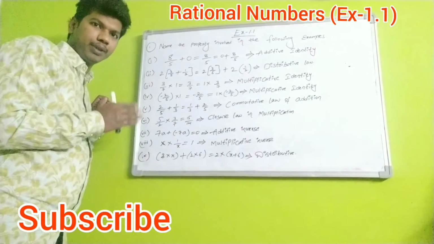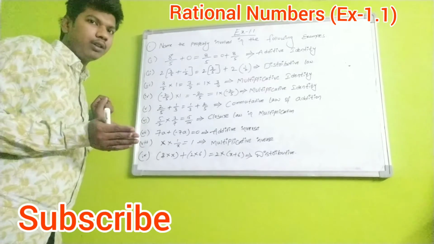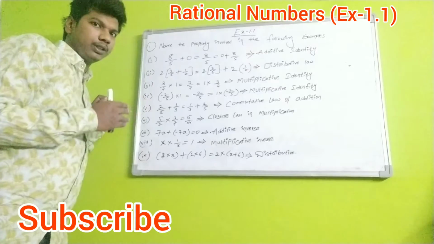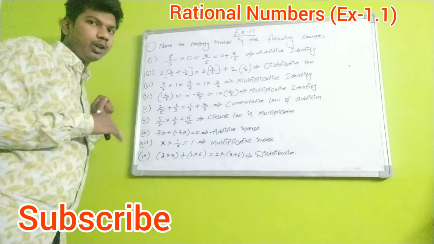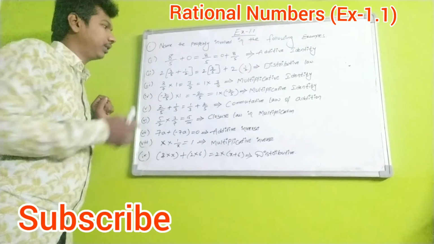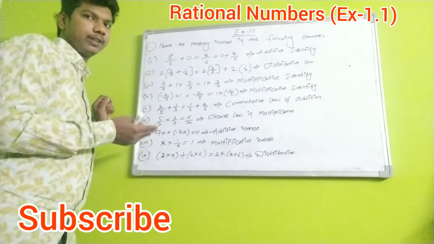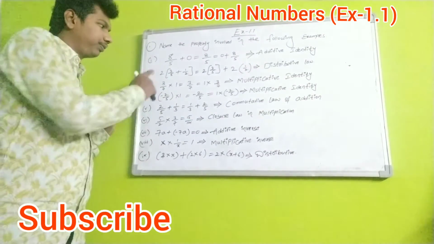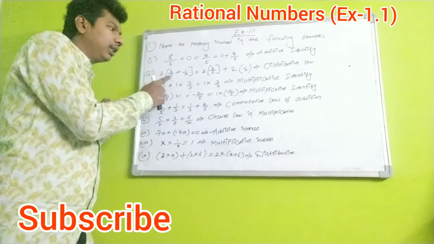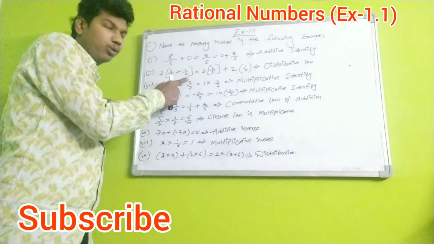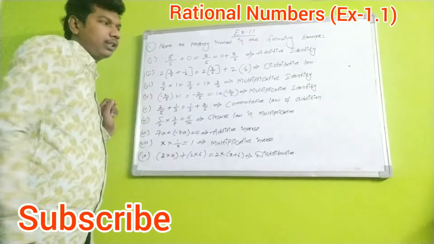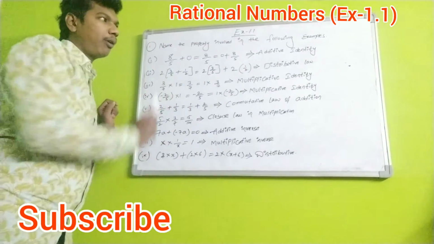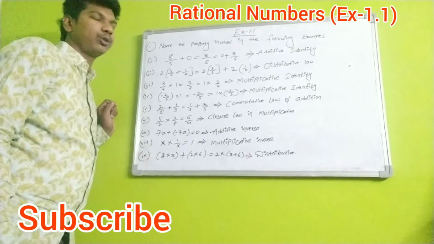In the previous class, I explained all properties with examples. Just watch that video, you will understand. You can understand these properties easily this way. Next, question number 2. 2 into 3 by 5 plus 1 by 2 is equal to 2 into 3 by 5 plus 2 into 1 by 2. It is in the form of distributive property, that is distributive law.